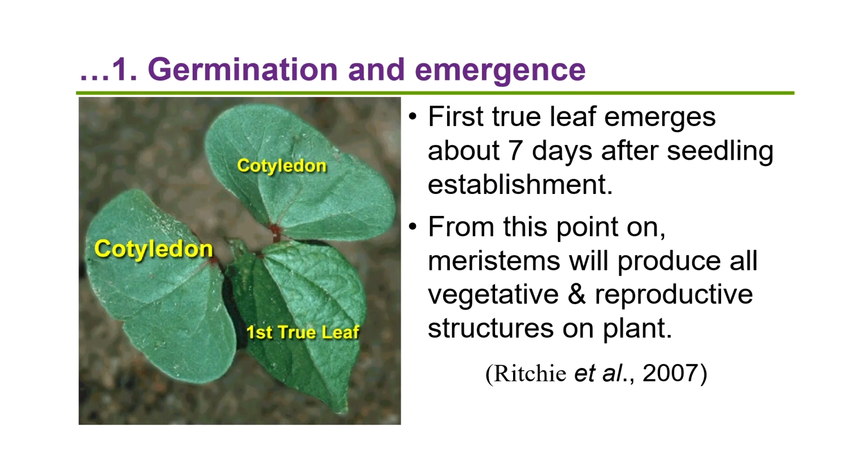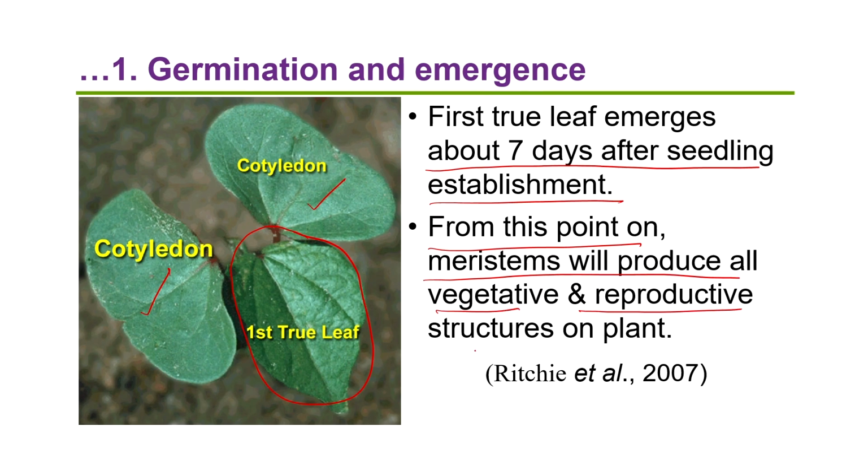grows. The first true leaf emerges about 7 days after seedling establishment. This point is very, very important, that the first true leaf comes 7 days after seedling establishment. So on the left side you can see the picture. These are two cotyledons, 1 and 2, and in between these two there was the apex region. Here you will get the first true leaf 7 days after establishment of the seedling. From this point on, the meristem will produce all vegetative and reproductive structures on the plant. So this meristem particularly is very, very important for further growth of the seedling and plant.